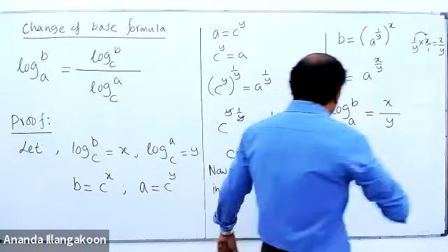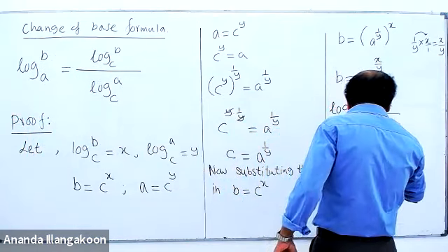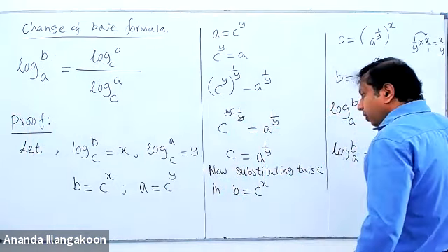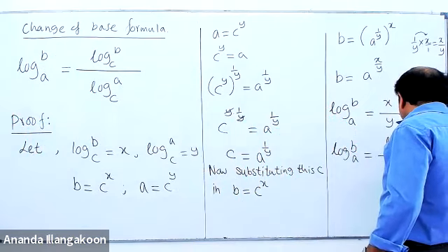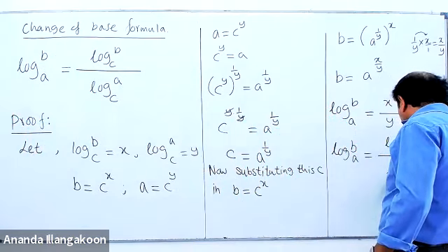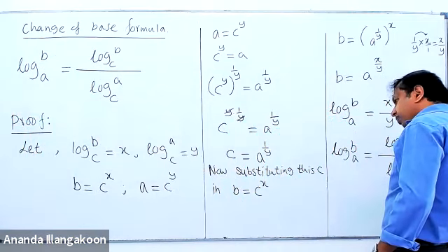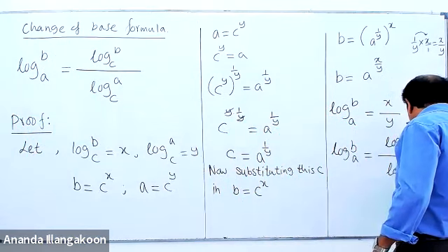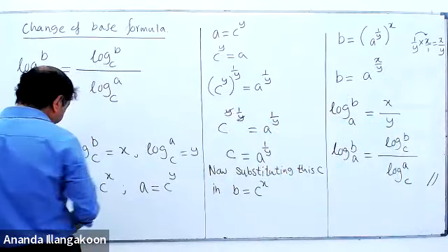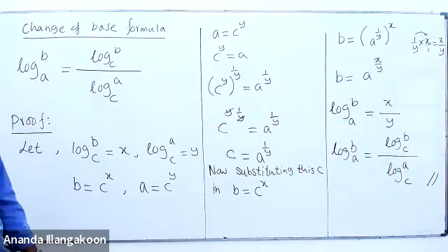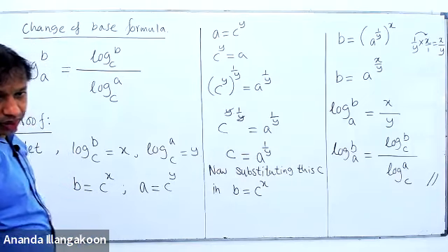Now we get log b to the base a is therefore x upon y, which is log b to the base c upon log a to the base c. This way we can very easily prove the result. Prove this, people.